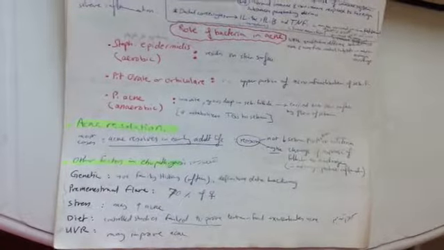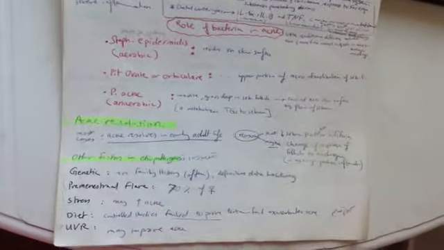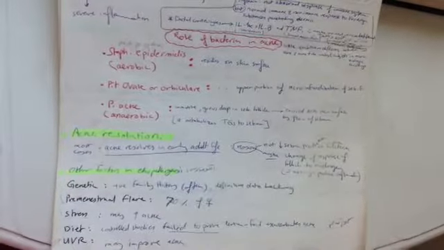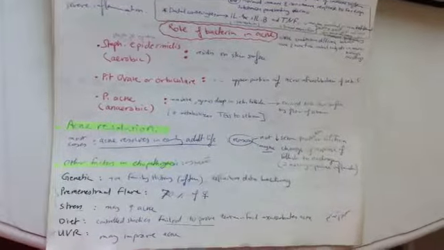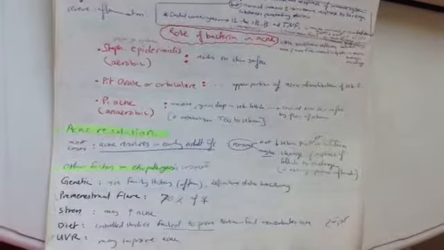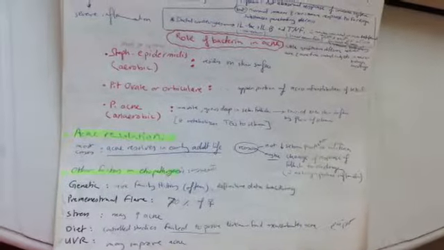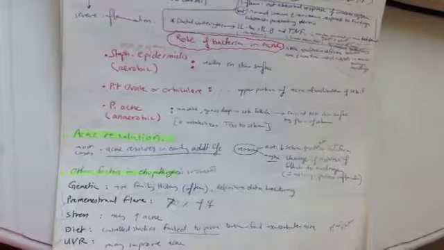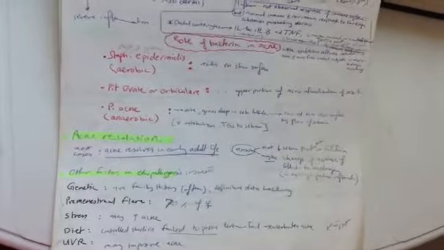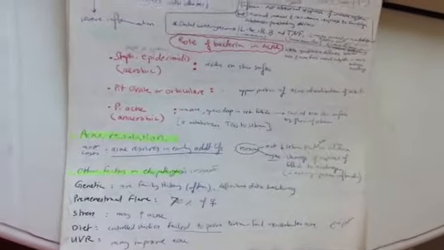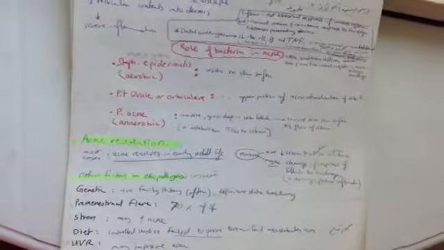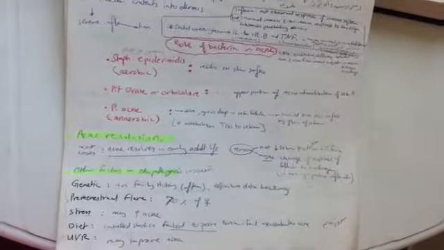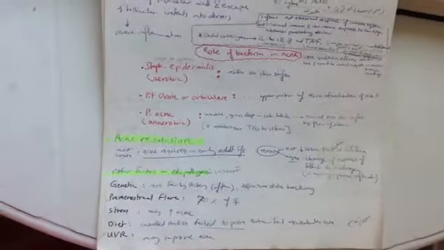Other factors of etiopathogenesis: there are other things besides the 4 key factors, such as genetics, premenstrual flare, stress, diet, and ultraviolet rays. Genetic: there is often a positive family history. Premenstrual flare occurs in 70% of females. Stress may increase acne. Ultraviolet may increase and sometimes decrease acne. And diet: before, they said there was no proof, but now there are certain foods that increase acne formation.